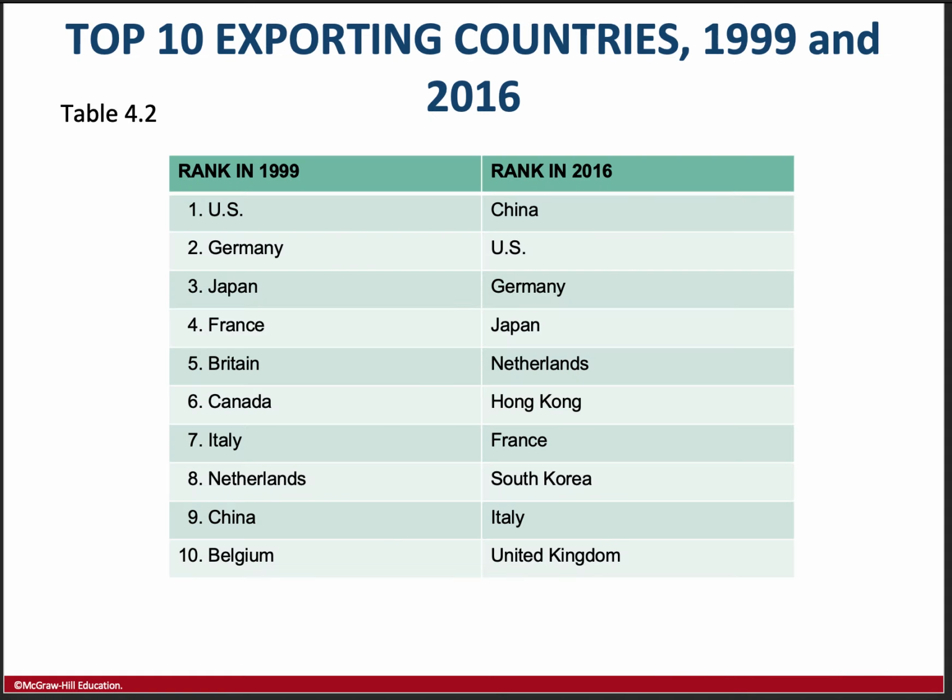Now, looking at the top 10 exporting countries, this is from 1999 and 2016. This is table 4.2. And some countries' ranks have stayed relatively the same in the last 15 plus years, while others like China and South Korea and the United Kingdom have definitely increased in their export of goods and services. This chart that you see is from the World Trade Statistical Review in 2016. We were ranked number one as an exporter in the world in 2015. We were up from number 3 two years earlier.